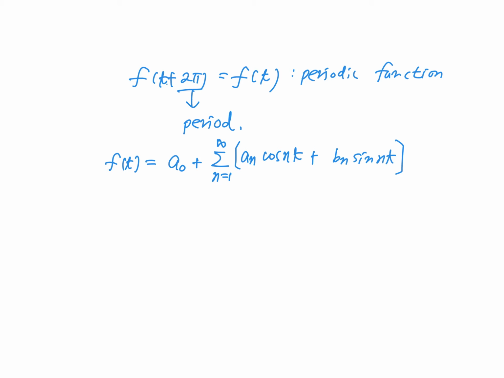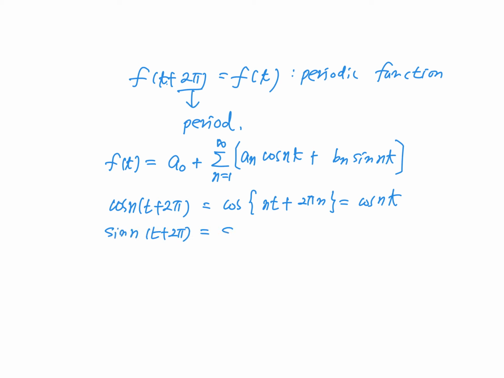It's obvious, right? Cosine nt plus 2 pi n is cosine nt, right? And the same goes for sine. Sine nt plus 2 pi n is sine nt. So obviously that function is periodic, right?